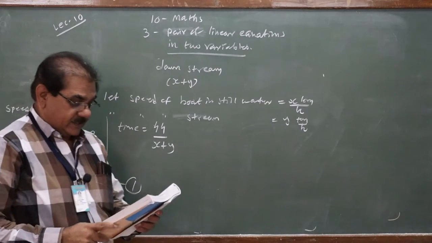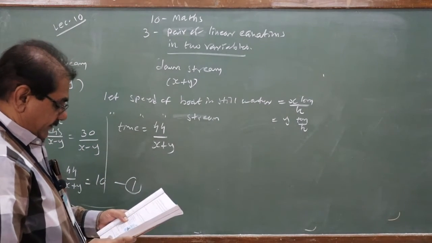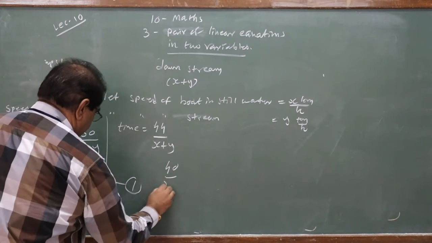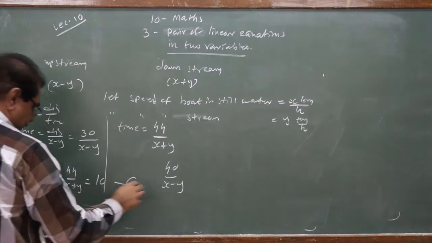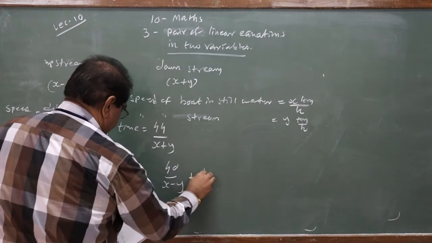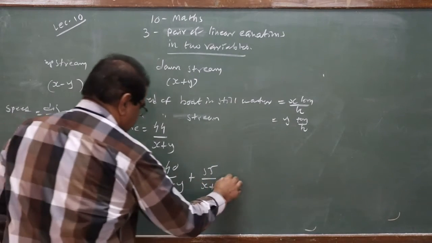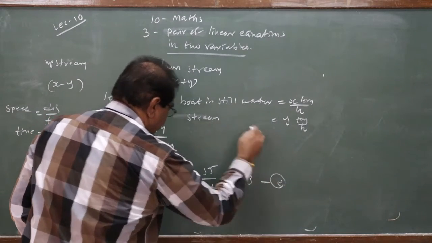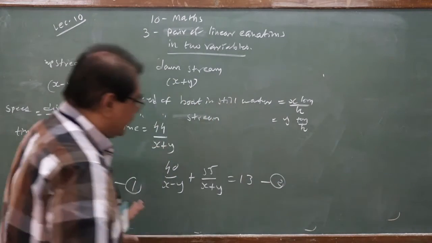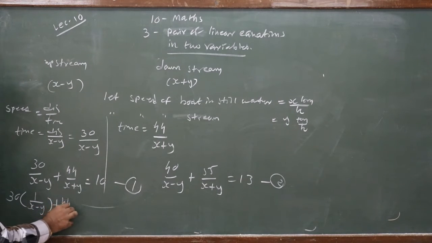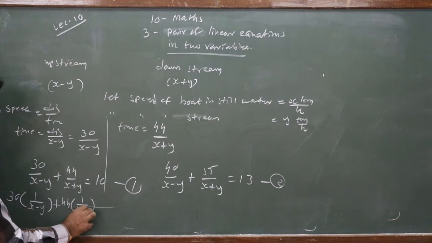Similarly, the second comparison is given. It can go 40 up and 55 down. So same, 40 upon x minus y for the upstream and 55 upon x plus y for the downstream, and the total time is 13. It is your equation number 2. Now I will tell you how to convert this, what you have to assume. You can understand this way: 30 into bracket 1 upon x minus y plus 44 into bracket 1 upon x plus y.